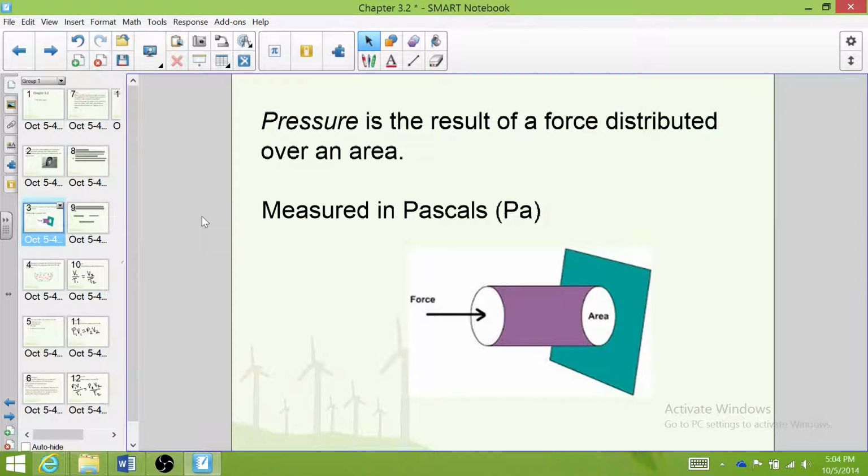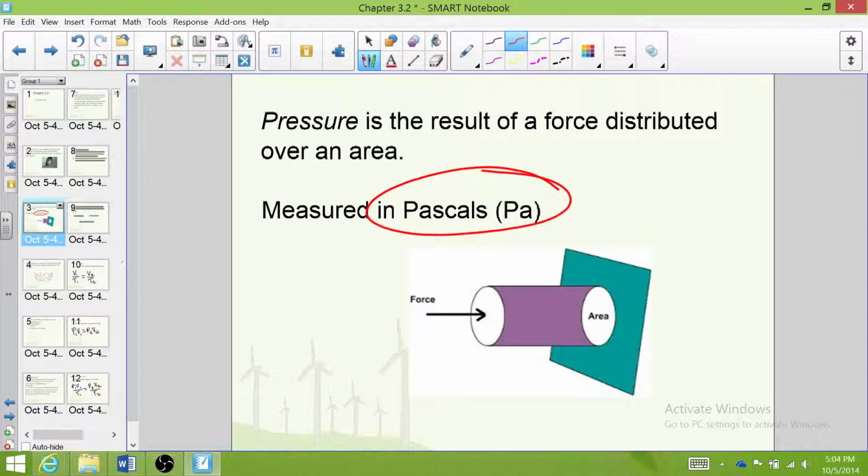So if you're in the hallway and you're leaning on your locker, the force that you're pushing on your locker with isn't just concentrated in one tiny little area. It's concentrated over the entire area that you're applying. So if you're leaning on it with your hand, the force of you leaning is distributed over the entire area of your hand. And that's a pressure. And pressure is measured in the units of pascals, which is abbreviated Pa.